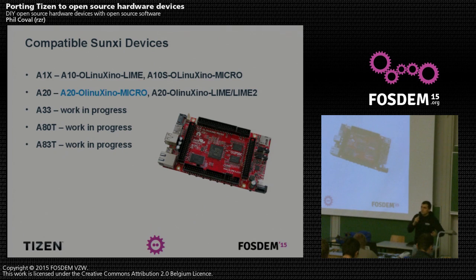The new systems on a chip that Allwinner creates are A33, A80, and A83. We have them in mind. If you remember, yesterday, at the beginning of the first day, Hans explained the status of the Linux Sunxi project. The Linux Sunxi project is essential for the porting efforts of Tizen as well, because we are relying on the Linux kernel, which is available for these boards. At the moment, the kernel version is 3.4, and we are using U-boot.